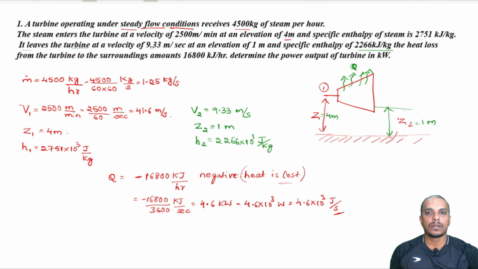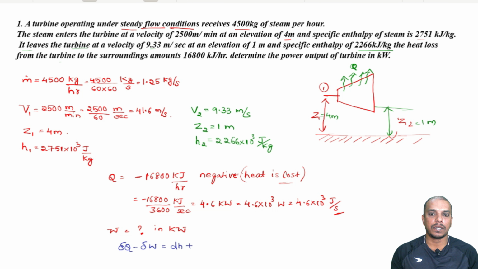So determine the power output. He is asking for the work transfer and is interested in kilowatt, so W should be written in kilowatt. Now we already know how to write the steady flow energy equation, or first law for an open system, so let us start from there. The simplest form is Q minus W is equal to change in enthalpy plus change in kinetic energy plus change in potential energy.